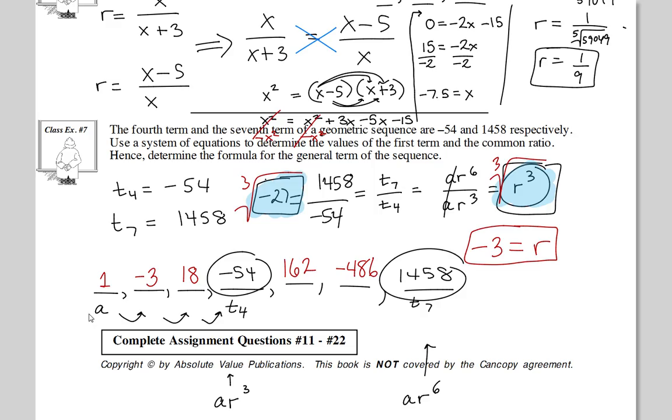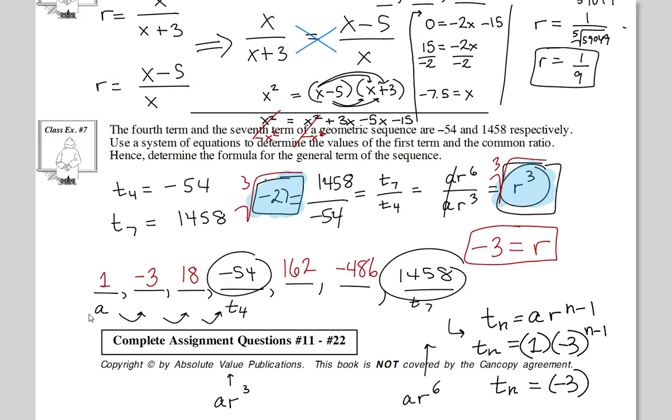And they want the formula for the general term of the sequence. So the formula for the general term would be Tn equals A R to the n minus 1. A is 2. R is negative 3. So Tn equals 2 times negative 3 to the n minus 1. Can I move it up? I cannot move it. I can zoom it in a bit.